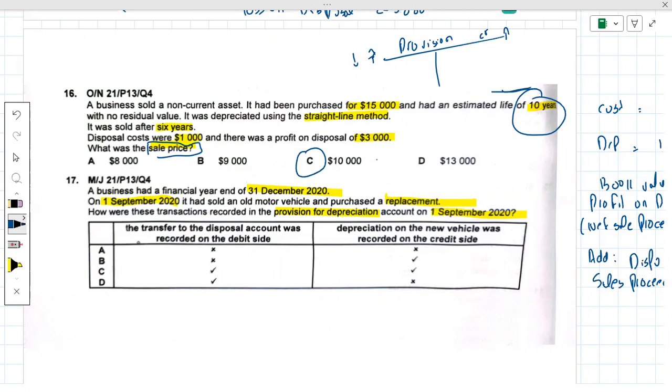So as you can see, the A option is not correct as per this statement. Depreciation on the new vehicle was recorded on the credit side. So it means that D is the right option.